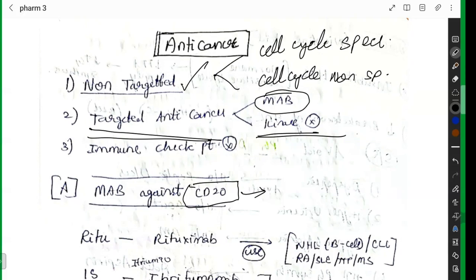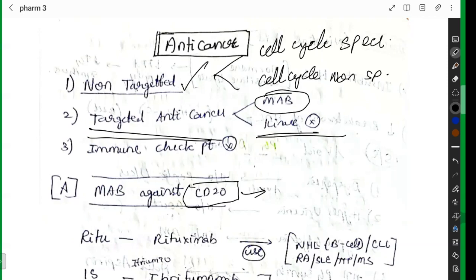Anti-CD20 drug, I told you. Where did I tell you about this anti-CD20 drug? Can you recall and tell me? I'll give you time, don't worry. Just try to recall and tell me. I just want you all to recall here itself.